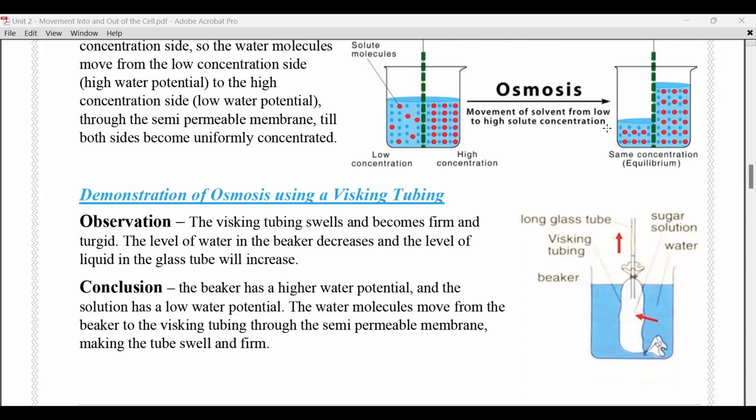The logic behind this observation is the fact that there is a higher water potential outside the tube and a lower water potential inside the tube due to the presence of sugar molecules. So the water molecules would travel across the biscuit tubing into the sugar solution, diluting it in order to form a uniform equilibrium throughout the setup.